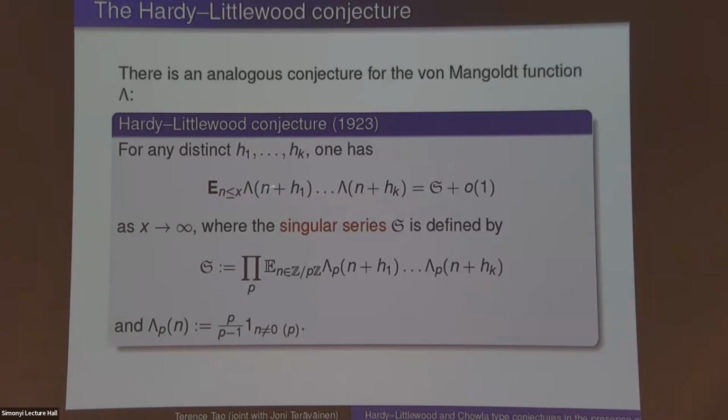For example, if you take lambda of n, lambda of n plus 2, which concerns twin primes, I think this constant is like 1.3 something. I forget exactly, but these are all fairly well understood, what the singular series is. The right-hand side is not difficult. It's the left-hand side which is hard to understand.